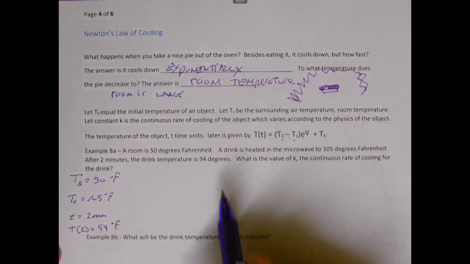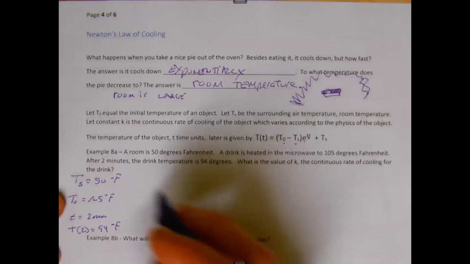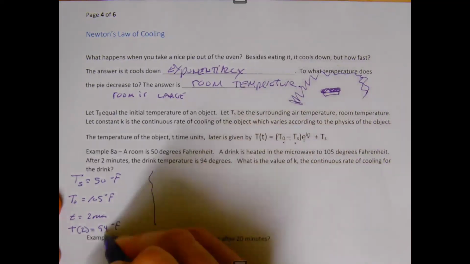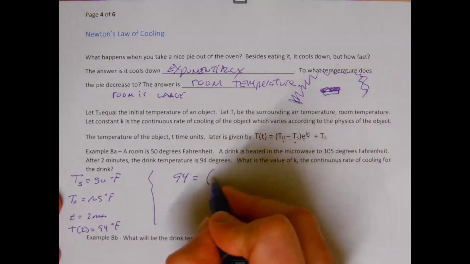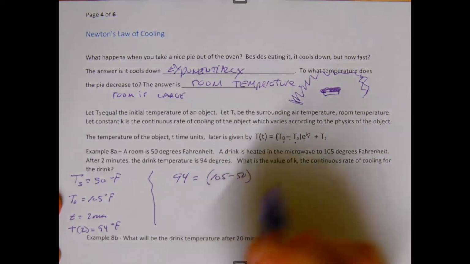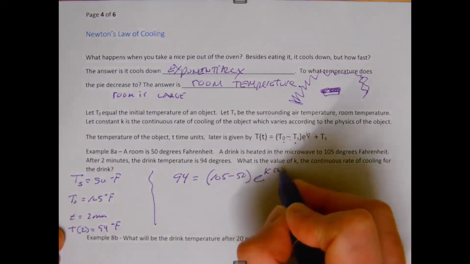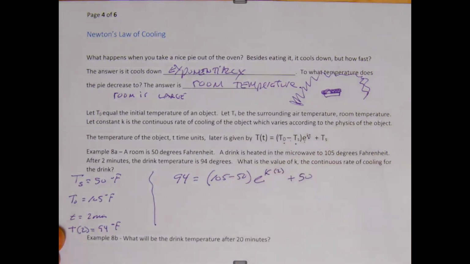I'm assuming, since it didn't say. What is the value of k, the continuous rate of cooling for the drink? I'm just after the k part. So if I follow that formula, the output is 94. The difference is 105 minus 50, the difference between the object and the room temperature, times e to the k, which I don't know, times 2 minutes later. And again, the surrounding room temperature is 50 degrees. So I need to solve that equation to figure out what k is.